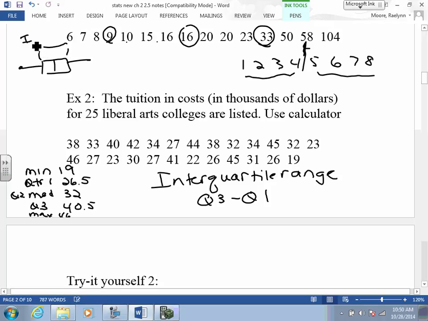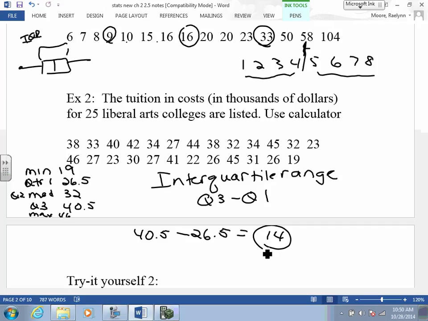This is going to be your interquartile range. So you're going to take your quarter three, and you're going to subtract your quarter one. And this is going to give you your interquartile range. That tells me how much of my numbers are going to lay right in between here, in between the quartile 1 and the quartile 3. That's the middle 50% of your data.